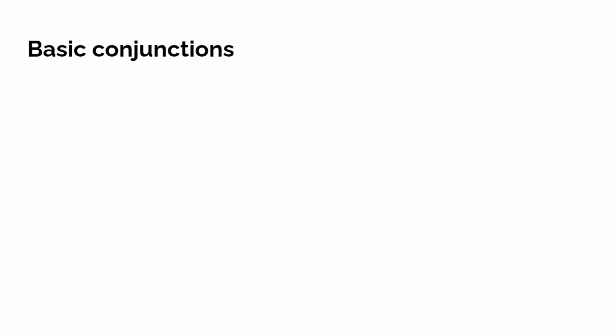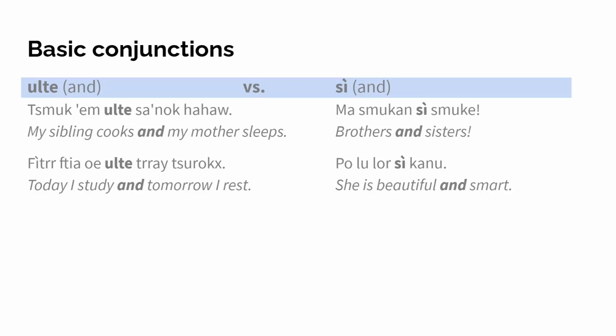Let's start with some basic conjunctions, and basic conjunctions here just means that they're often used conjunctions, and I didn't know a better title for the slide. So the most important ones probably, or the ones that you use most often, are ulte and tsnì, and both mean and. Ulte connects 2 full clauses. So for example, tsmug ulte taweyka, my sibling cooks and my mother sleeps. Or ftxey ulte taweyka, today I study and tomorrow I rest.